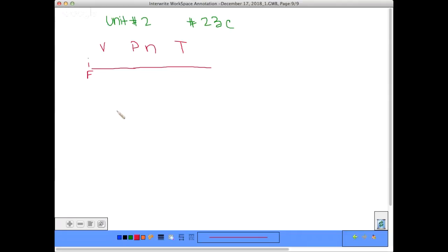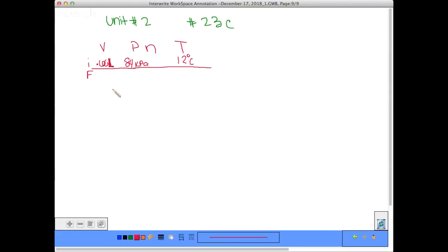So in the original problem, we have some values, and we'll call these our initial values. For example, we were told that the original pressure was 84 kilopascals. So I'm going to put this right here, 84 kPa. We were told that we had a temperature of 12 degrees Celsius. And then we were also told that we had a volume of 0.60 liters.